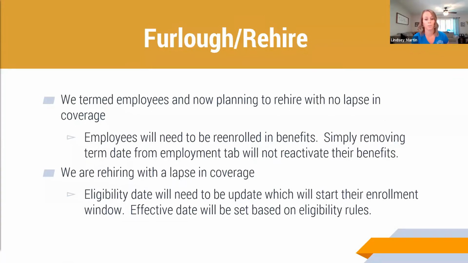And for the second part of furlough, maybe they had a 3-month furlough and you're choosing to rehire them, but you do want to have them go through a new waiting period. Or maybe you want the waiting period waived because they're rehiring and they did work there within, let's say, the past year. Then there's a different process for that, and we can show you how to do that correctly with a rehire life event, making sure the effective date is what you would like it to be. So definitely reach out to your customer success manager and we can assist with that.